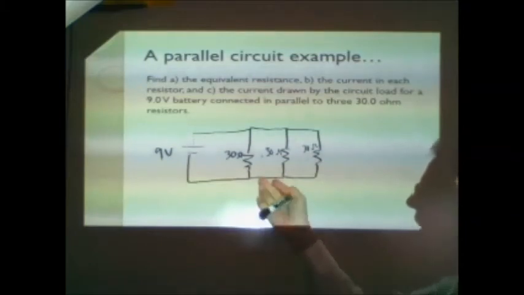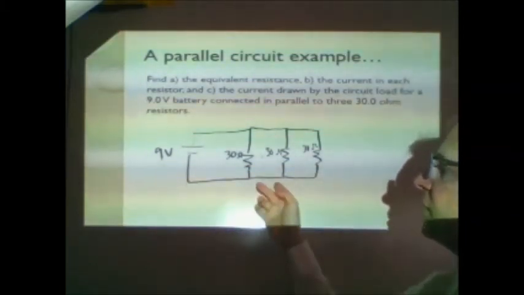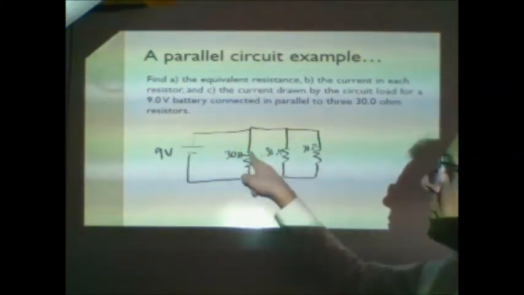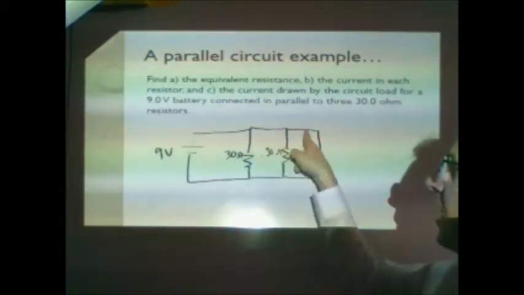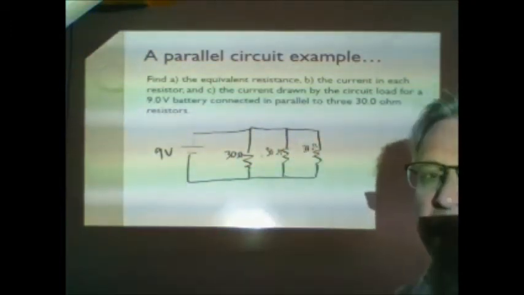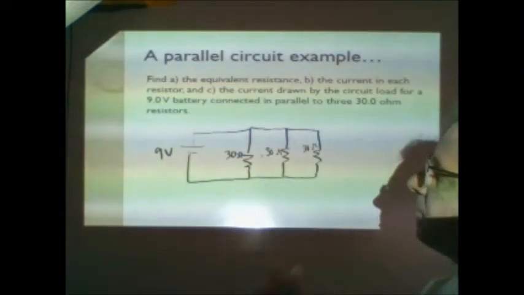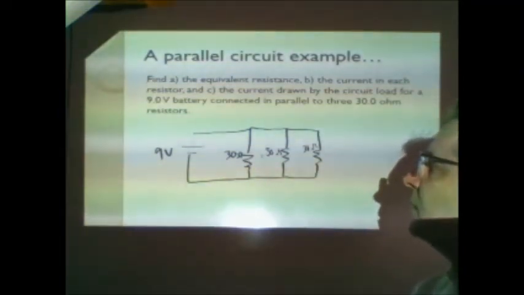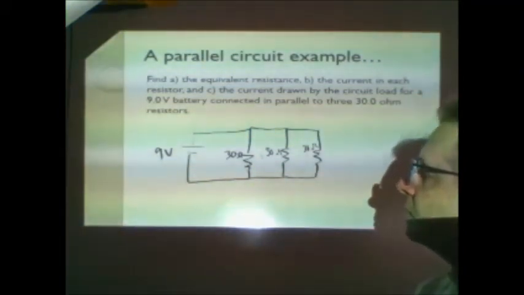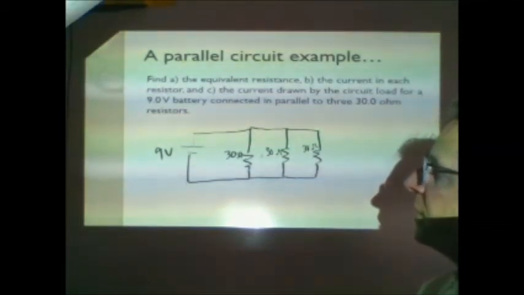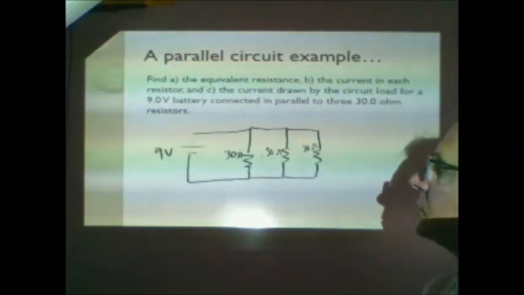So you can see how this circuit is configured compared to the series. The current can flow this way, or it can flow this way, or that way. And so there's multiple paths, and that is sort of the easiest example of a parallel circuit.